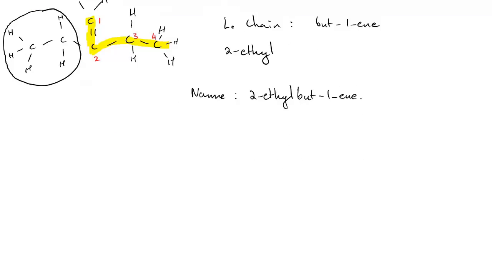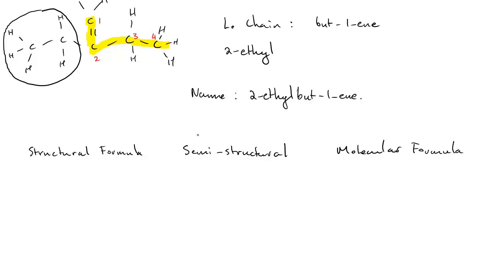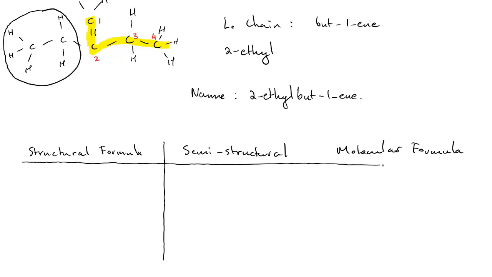Now the last thing that we need to look at is the difference between the 3 different forms of molecules. So you can have a structural formula, you can have a semi-structural formula, and you can have a molecular formula. So the structural formula shows, as I mentioned, all the bonds of the molecule. So structural formula shows all bonds, and they must all be shown. All bonds of the organic compound.